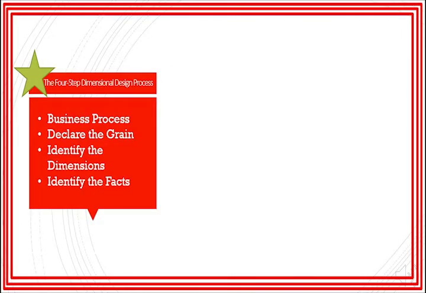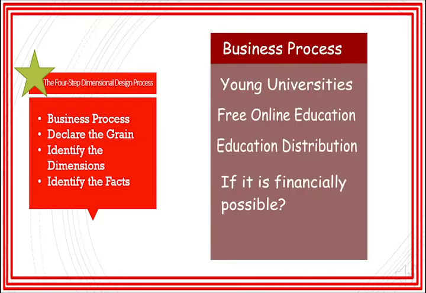The four-step dimensional design process. The first is business process. To help get this information, you should ask questions like, what is the company? In this case, the company is Young Universities, where technology and arts meet. Fictional company.